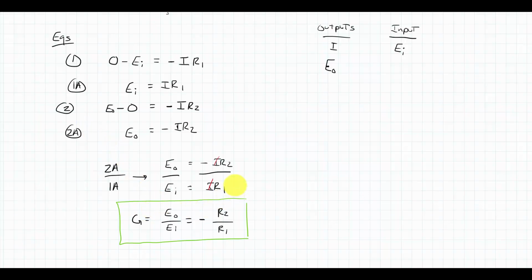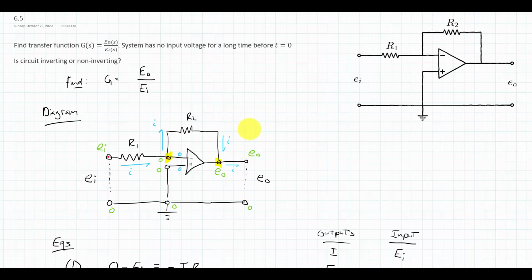Let's review how we got here. We had a circuit with 2 resistors, but we had this op amp. So what I wanted to do was make my own version of this diagram. The first thing I did was try to label as many of the nodal voltages as I could identify.